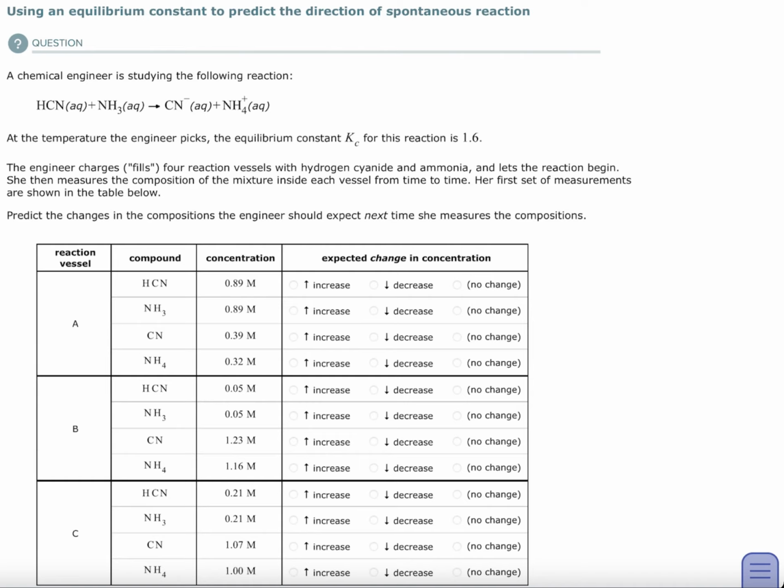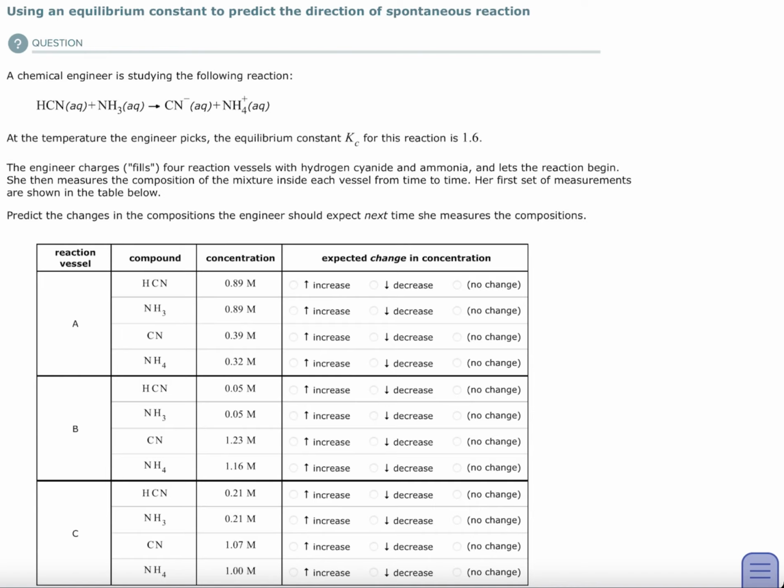Welcome back. This is an Aleks homework video on using an equilibrium constant to predict the direction of spontaneous reaction. Seems really hard, but it isn't actually really hard.